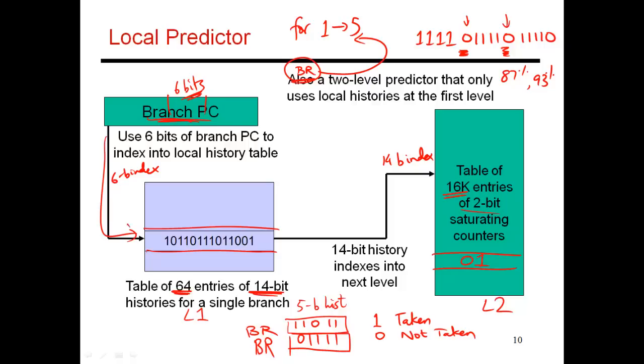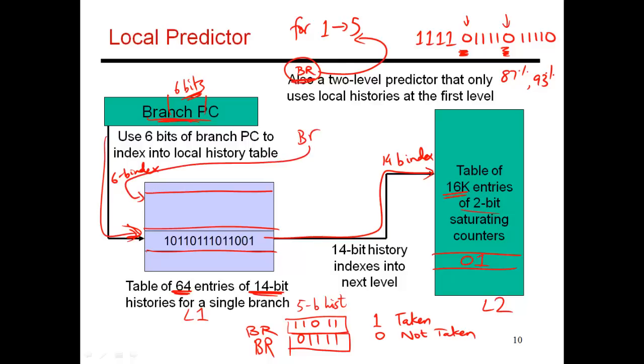So this branch maps over here. It has its own entry in this table where it records what that particular branch has done in the recent past. Based on that 14-bit history, I will now index into this table, saying that if I have seen this recent 14-bit history, this is what I'm likely to do. Based on that history, I will look up the counter, which tells me what is the common case outcome given this input.